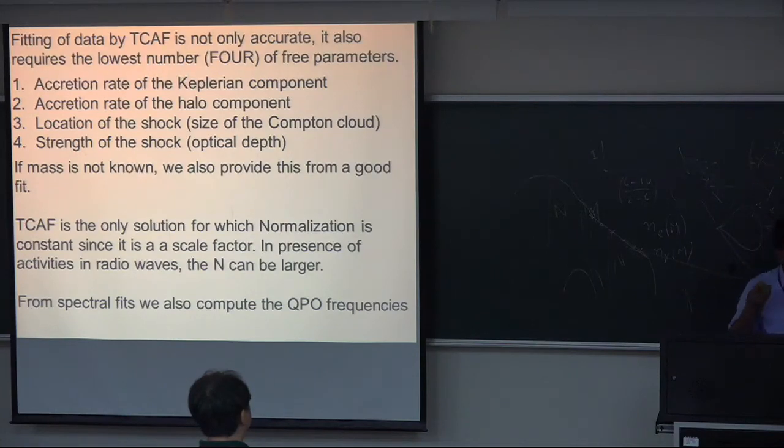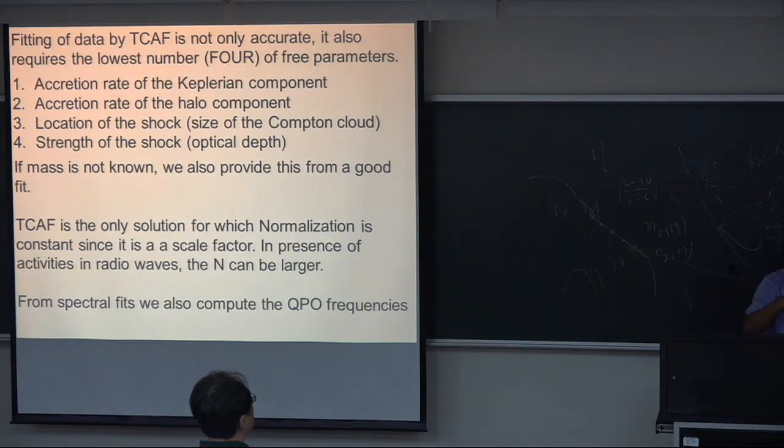What are the flow parameters which are important? How much mass is falling in the Keplerian disk? How much is falling in the sub-Keplerian halo? What is the size of the centrifugal force barrier? And what is the shock strength? These four parameters you give, we will fit the data. We don't need any other parameter. So that automatically gives you the size of the Compton cloud.